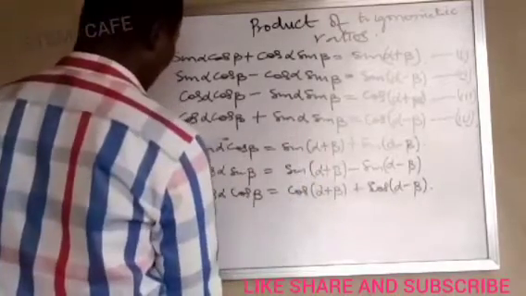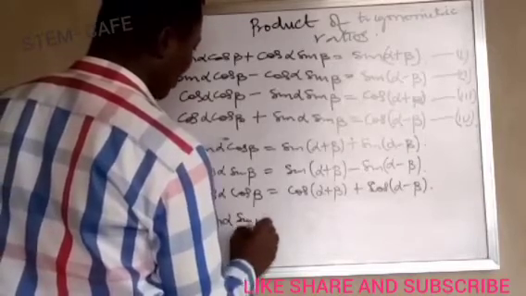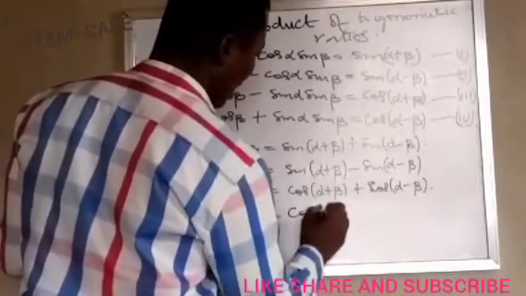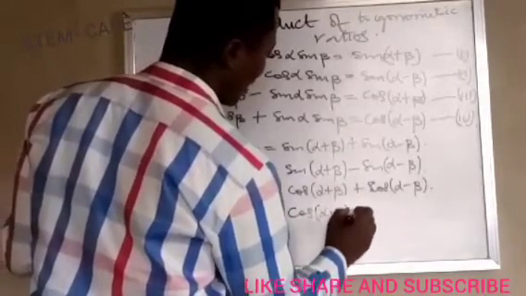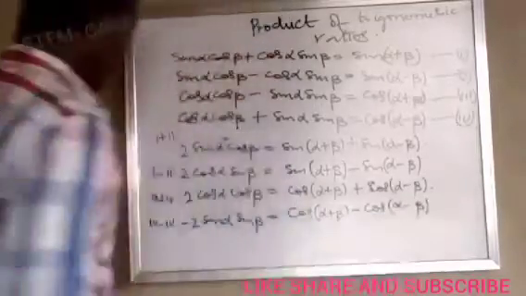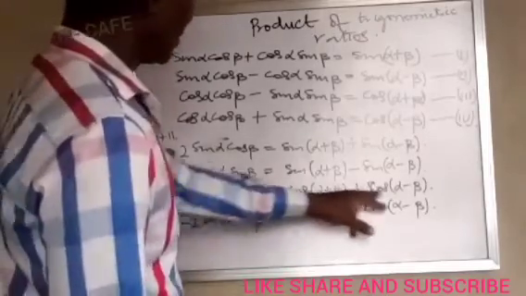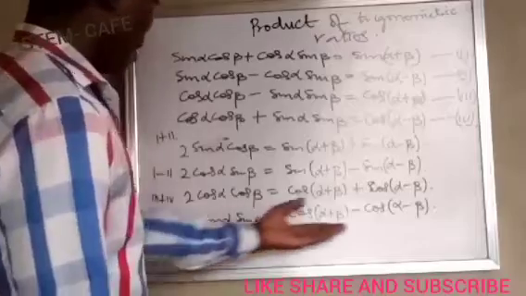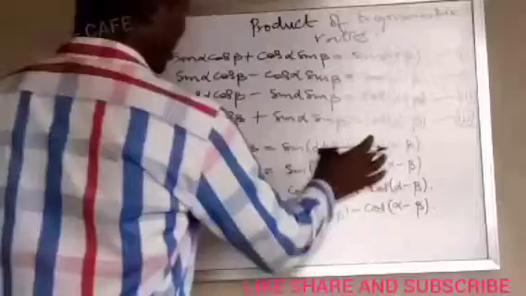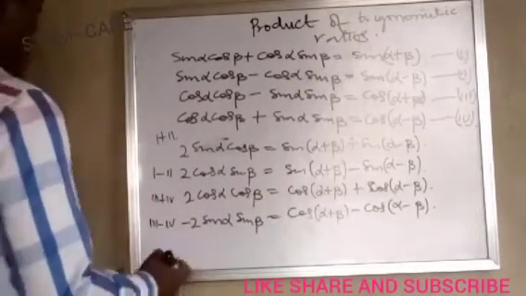So that will give me minus 2 sin alpha sin beta, which means I'm going to have cos alpha plus beta minus cos alpha minus beta. So you can see, when we have the same trigonometric ratios, it is either the sum of cos or the difference of cos. When we have cos mixed with sine, it's only sine: sum of sine, difference of the sine.